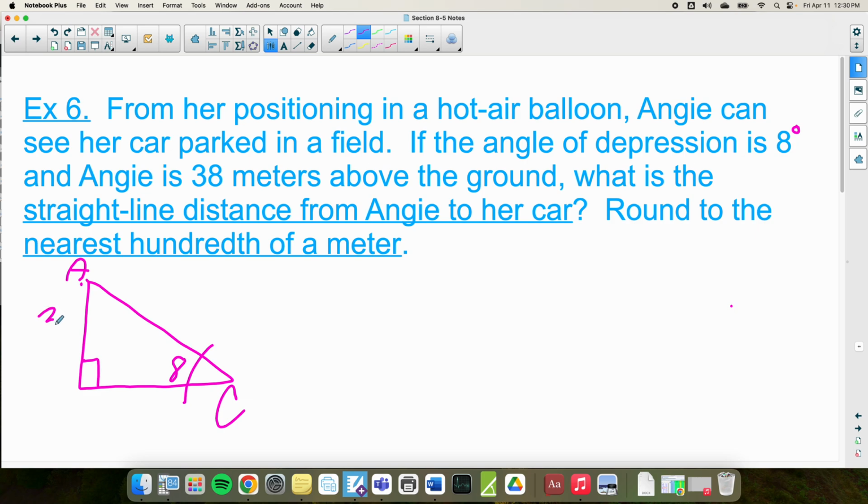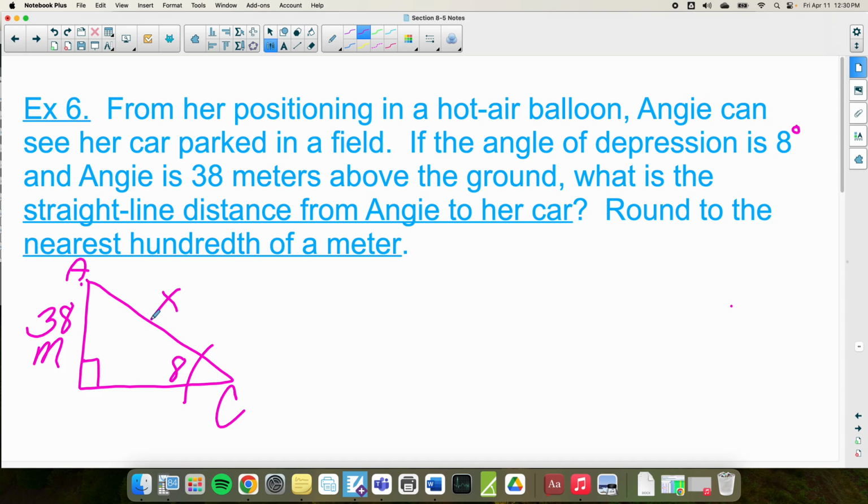Do you guys get that? Here's Angie up here. She's 38 meters above the ground. What is the straight line distance from Angie to the car? Here's Angie. Here's the car. Do you guys get this one is the hypotenuse?